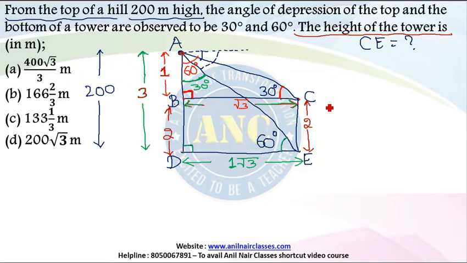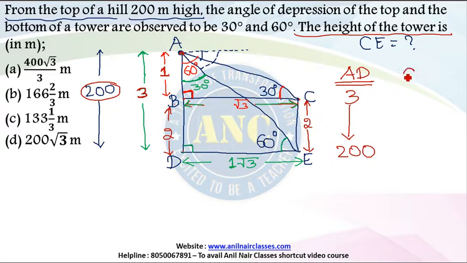That means, can I say that according to the ratio, if AD is 3 units, according to the question, that same AD value is 200 units. Similarly, according to the ratio, if CE value is 2 units, according to the question, how much are they asking?